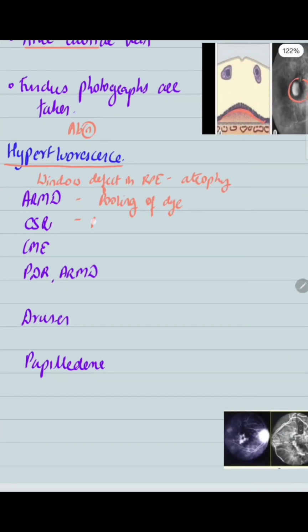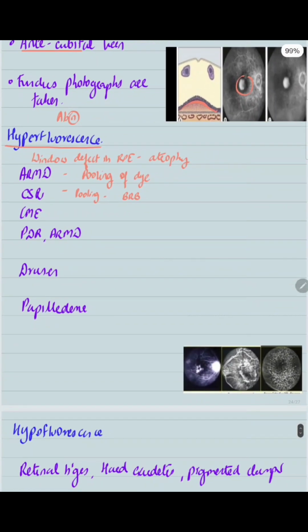In CSR, again there is pooling of dye under the sensory retina due to breakdown of the blood retinal barrier. Then in cystoid macular edema there is leakage of dye into the neurosensory retina, again due to breakdown of the blood retinal barrier. Then in proliferative diabetic retinopathy and later stages of ARMD there will be leakage of dye from choroidal or retinal neovascularization.